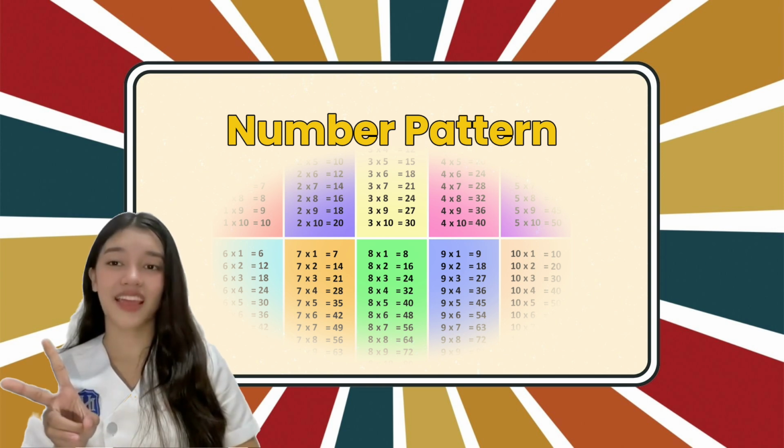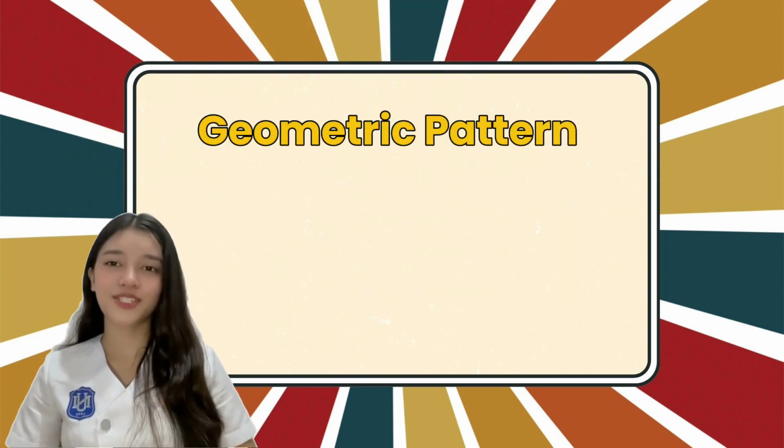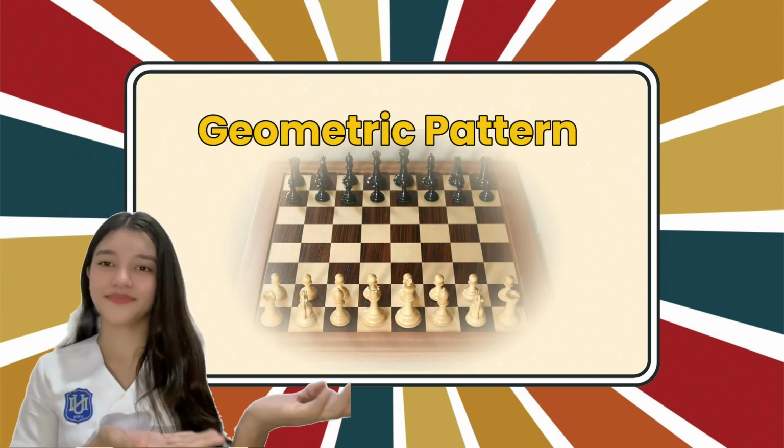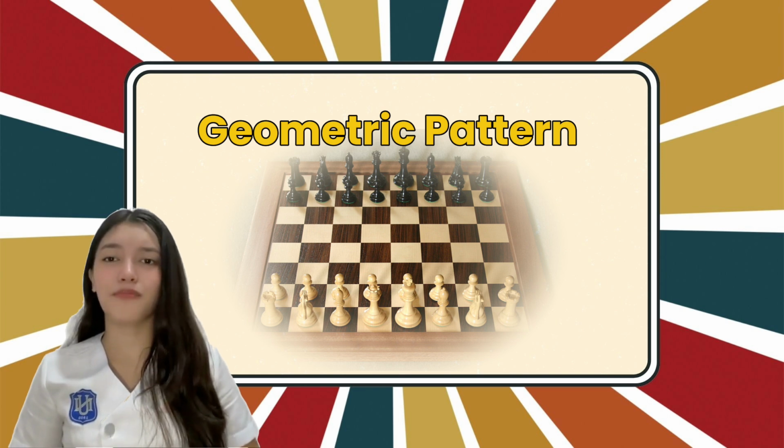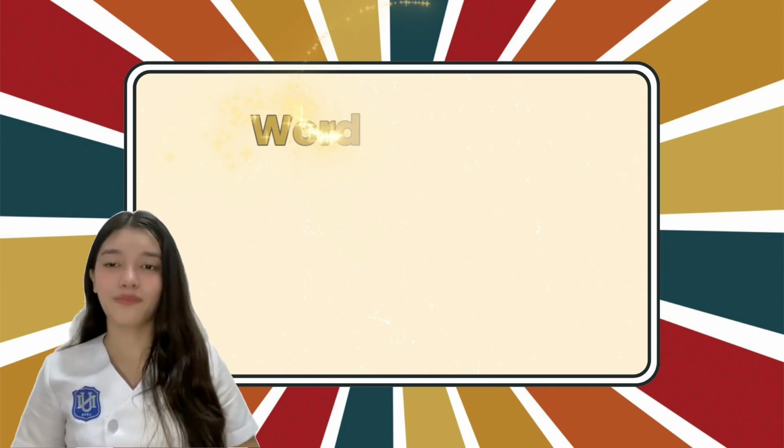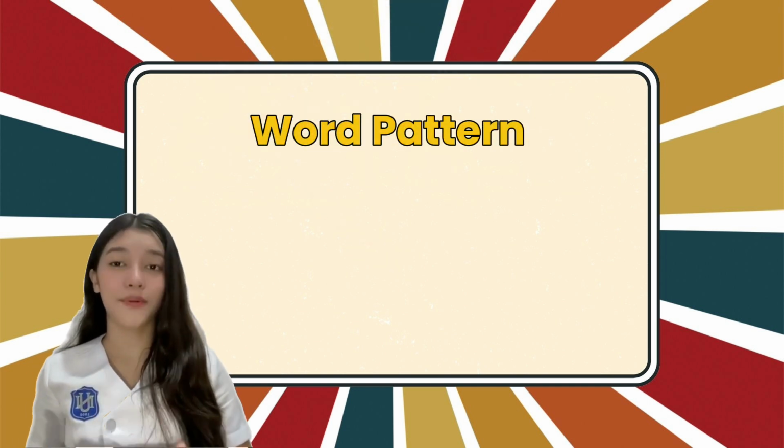And the second one, geometric pattern, which is used for geometric pattern is chessboard. A chessboard pattern is made of repeating black and white squares, forming a neat and balanced grid that's easy to recognize. And for the third and last one, word pattern, which is used for the word pattern is poem.